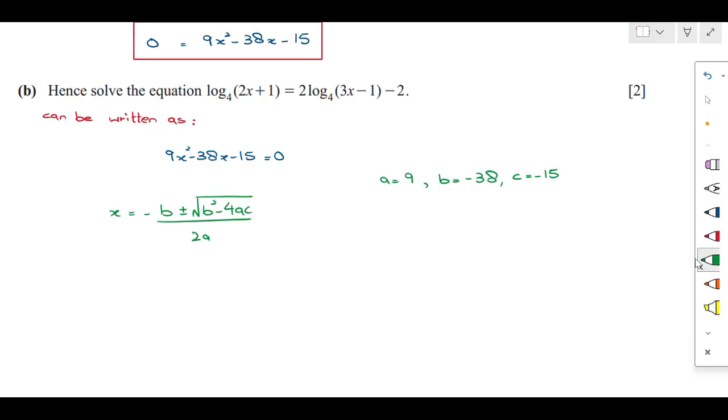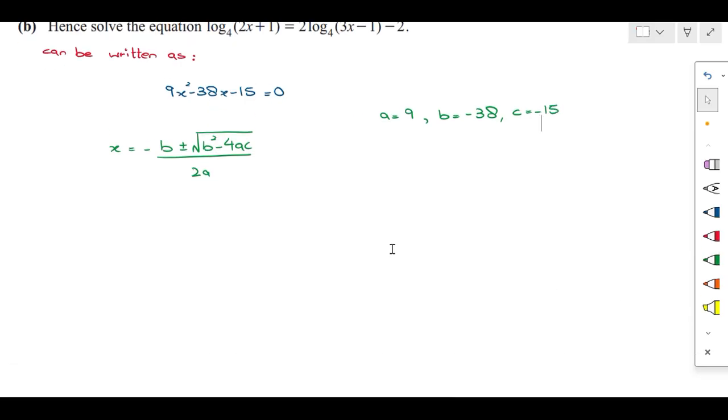Let me plug everything into the formula to get the solution, right? Okay, so now x is equal to negative, the b value is minus 38, plus or minus the square root of b square, (minus 38) square, minus 4, the a value is 9 and the c is minus 15, divided by 2 times a, which is 9, and the square root.